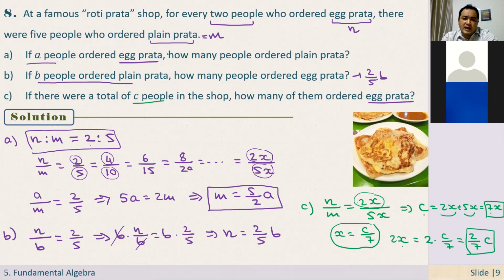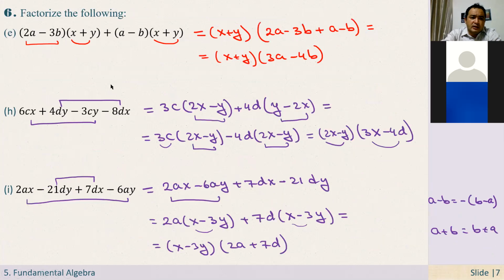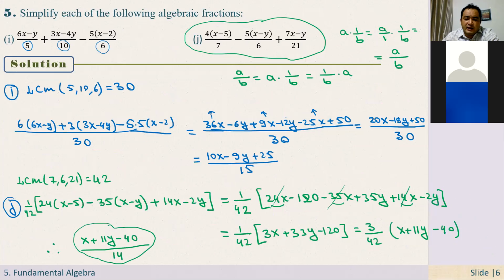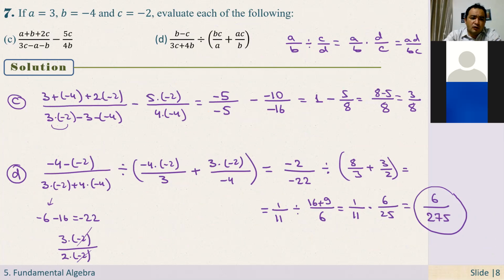And the review questions, I didn't do all questions. I just selected some questions, as you see here. For example, from 7, I chose only 7C and D. And from 6, E, H, and I, for example. And 5, only I and J, for example. 4 also. Okay, so you have to do all the questions one more time. Even if you did it in the class, intentionally I do some questions here together, but still you have to do those questions once again yourself. Okay?